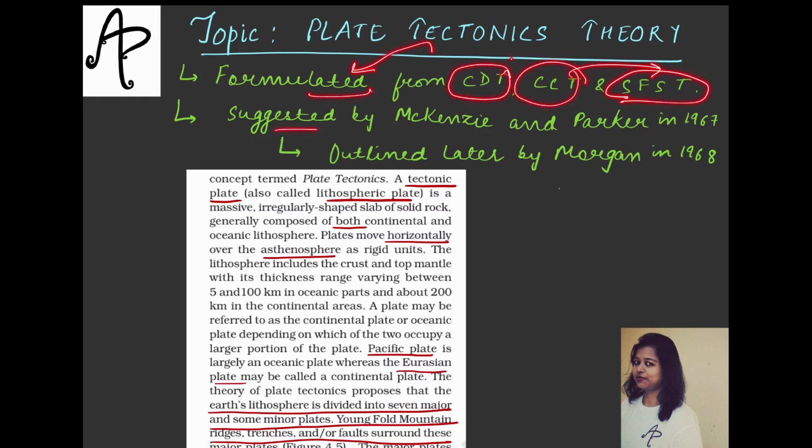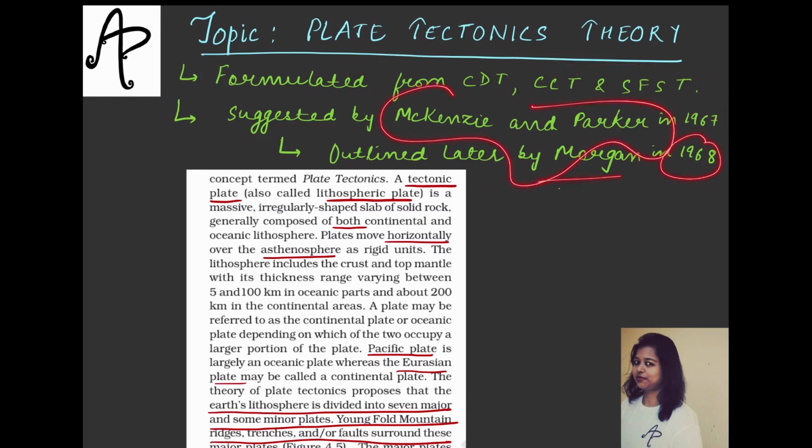Now this theory was suggested by Mackenzie and Parker in 1967 and then further outlined by Morgan in 1968. So you should remember all of these names because it has been noticed in the previous year papers of different topics that they even now ask you the people's names also. So for all these theories, whoever their propounders or related personalities are, you should remember the names from the prelims perspective. That's one. They can give you a match-the-following question.